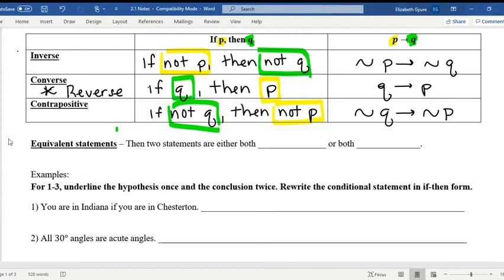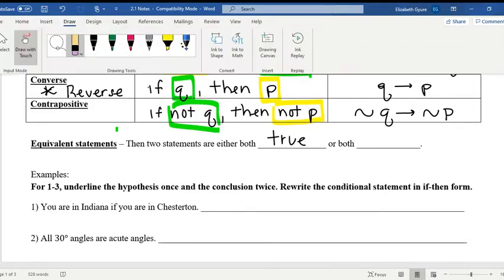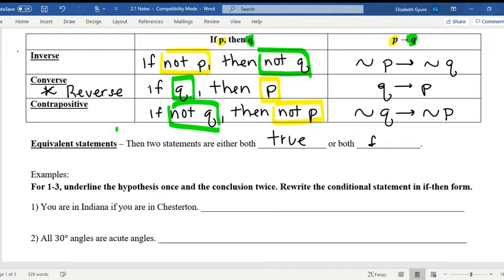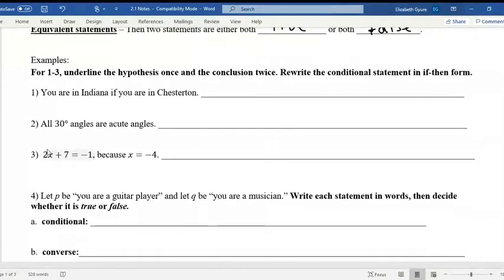Equivalent statements, that's just when two statements are either both true or both false. We don't do too much with that. I just like you to know the phrase. So what we're going to do here is practice writing things in if-then form, identifying our hypothesis and our conclusion. So this says for 1 through 3, underline the hypothesis once and the conclusion twice. Rewrite the conditional statement in if-then form. We're actually going to do this in the opposite order. We're going to rewrite it first, then we're going to identify because it's a little easier to do it in that order.